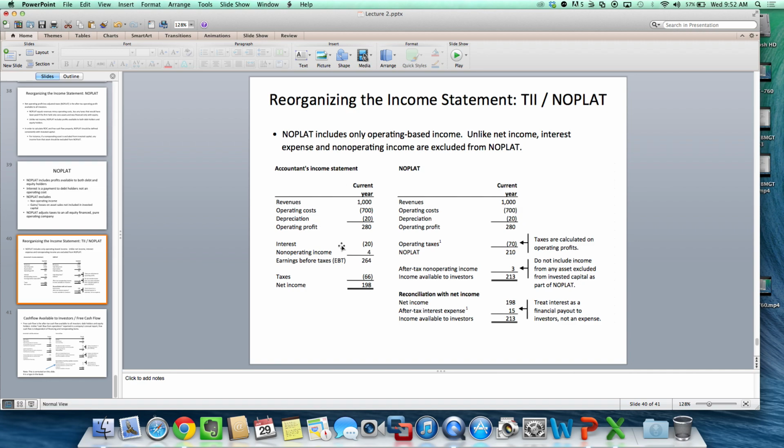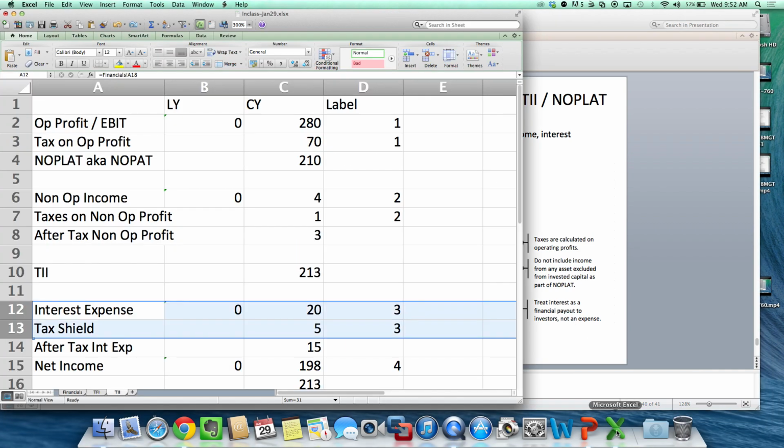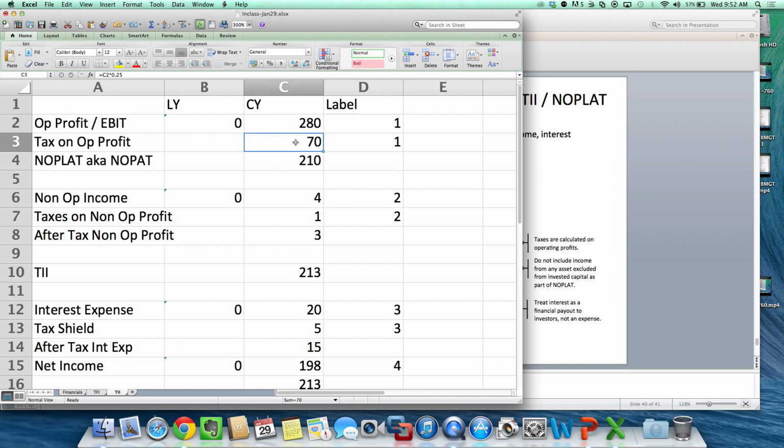Now, in this company, how many taxes did they pay? 66. Let's see if we still match the 66 in our rearranged statement. What's our tax on operating profits? How much tax do we pay on non-operating profits? What's 70 plus 1? 71. Right? How much do we save as an interest tax shield? What's 71 minus 5? So we still pay the same amount of taxes.